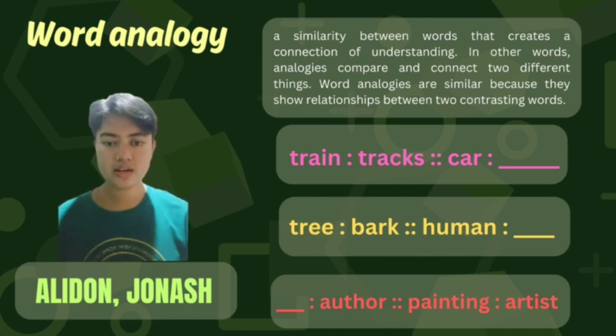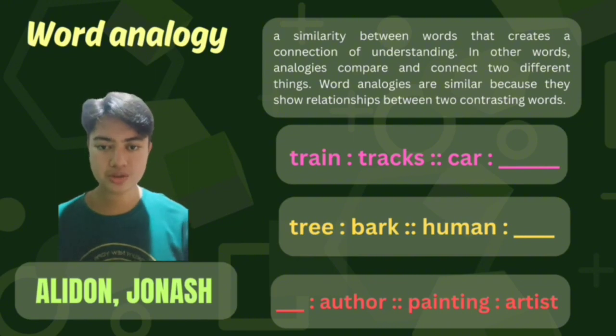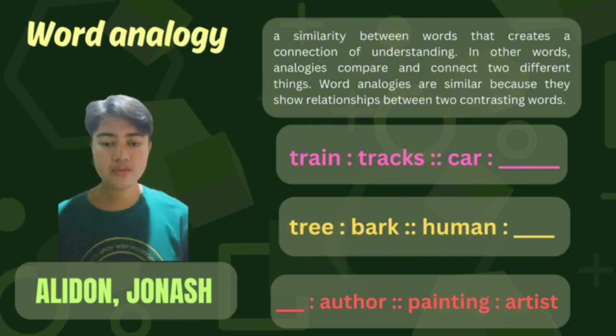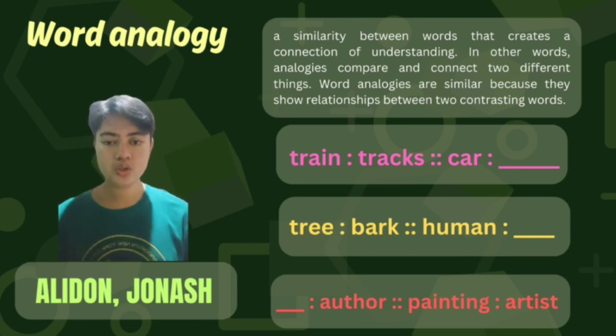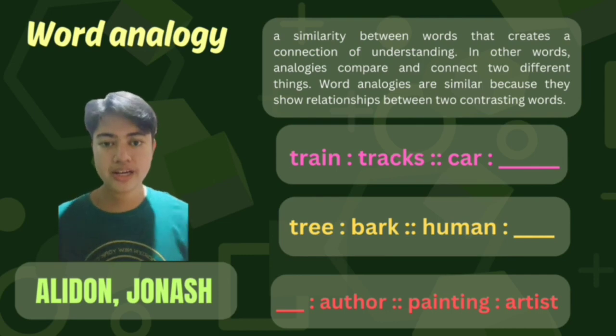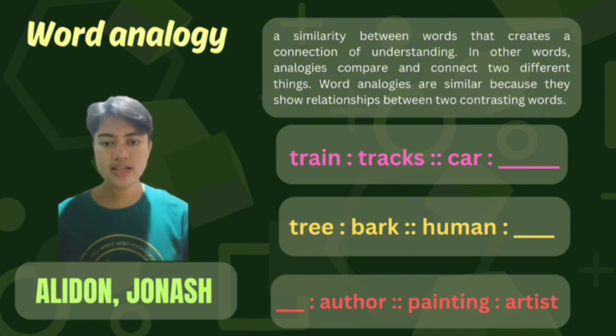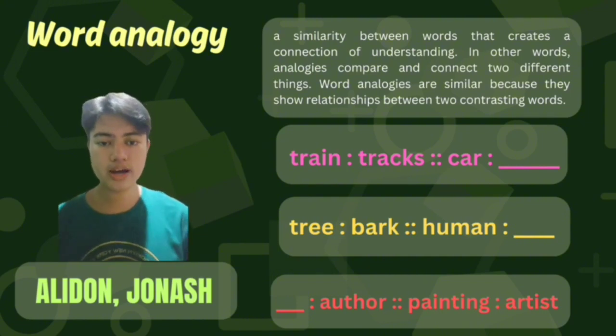Train is to tracks as car is to blank. Identify the relationship between the train and tracks. I'll give you 5 seconds to answer this. 5, 4, 3, 2, 1. The answer is: train is to tracks as car is to roads. The relationship between train and tracks is that trains travel on tracks to move along and stay on course, similar to how cars travel on roads for transportation.